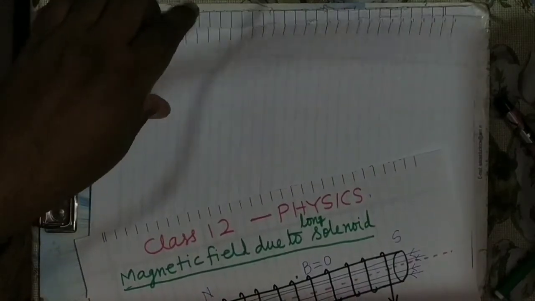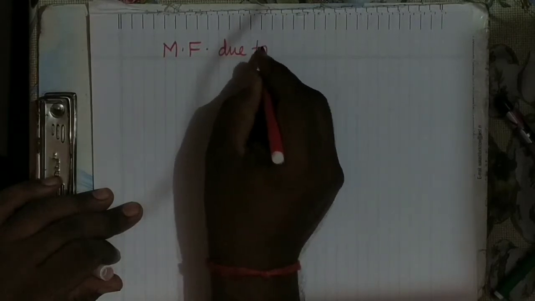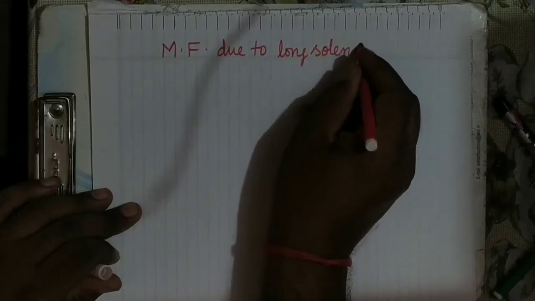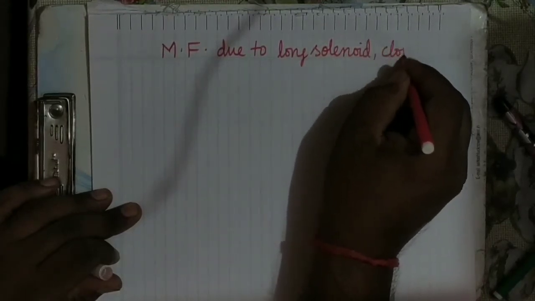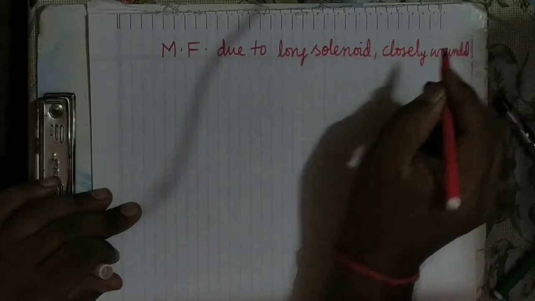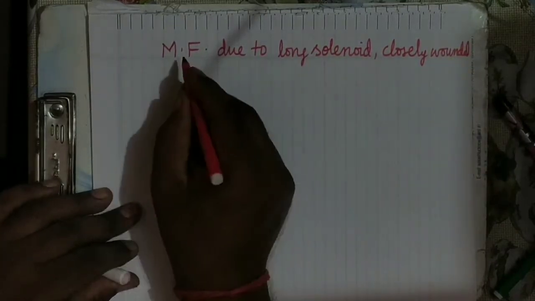So I am going to determine the magnetic field due to a closely wound long solenoid, and this we will find by using Ampere's circuital theorem. So see here, the magnetic field due to a closely wound long solenoid, inside it.